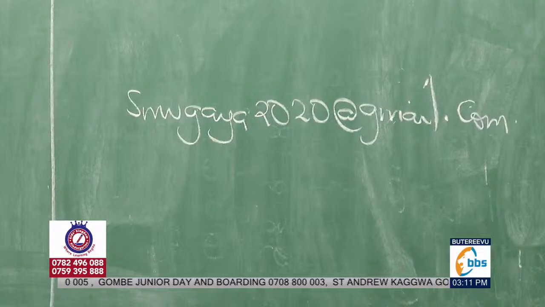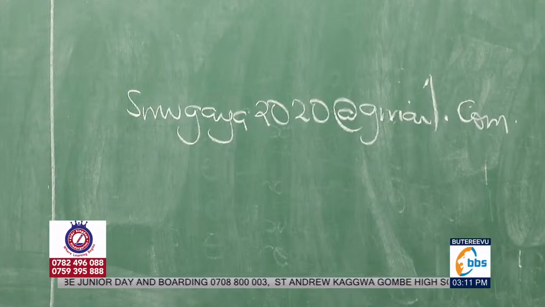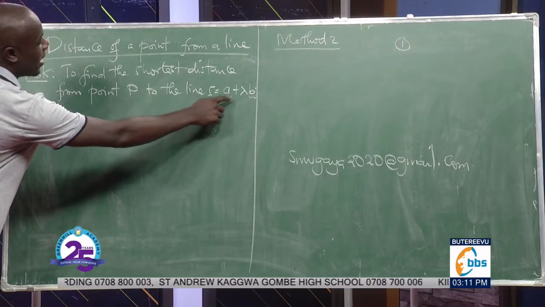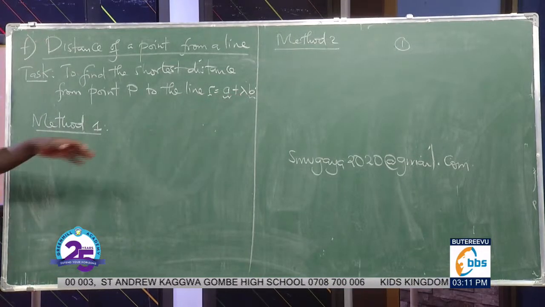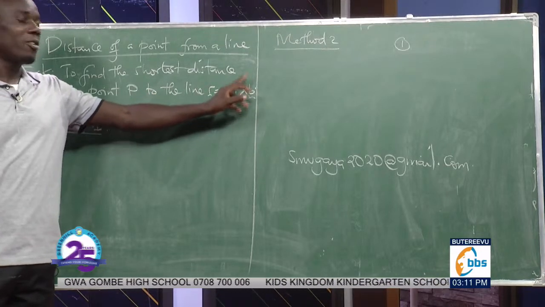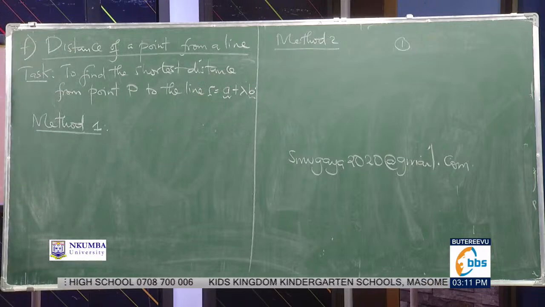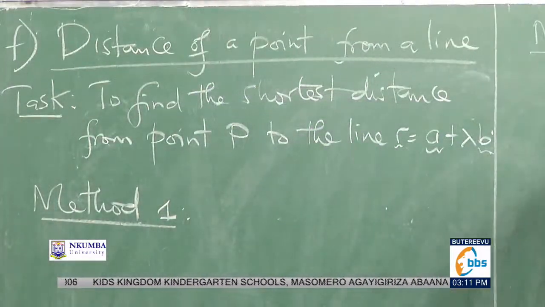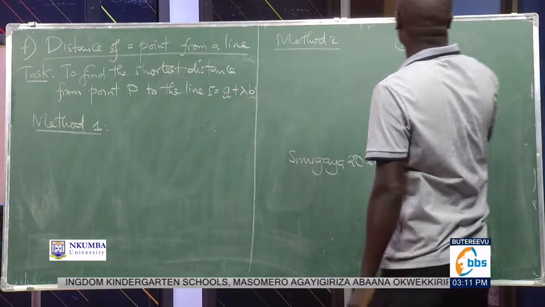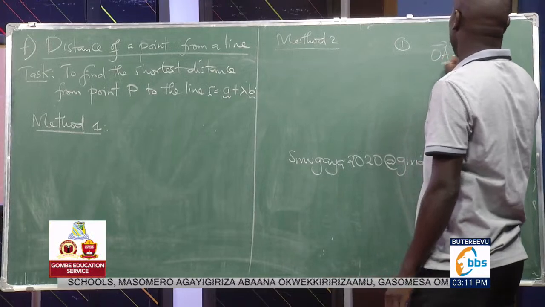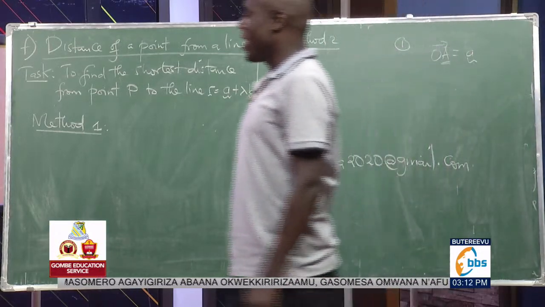Shortest distance of a point from a line. And in the first method, our line is r equals a plus lambda b. Remember, this is the vector equation of the line, and this is a point on the line, and we call b the direction of the line. So we've been using the assumption that this here is the position vector of a point A on the line.